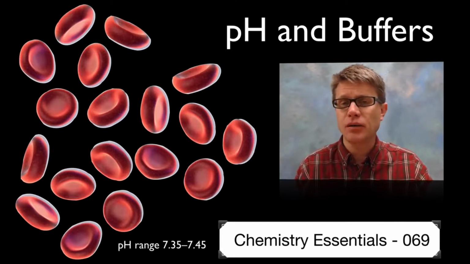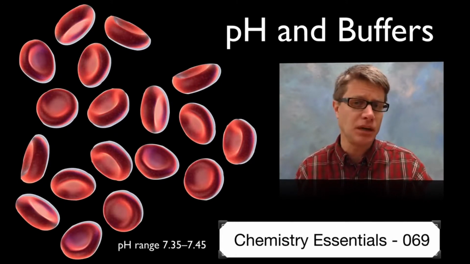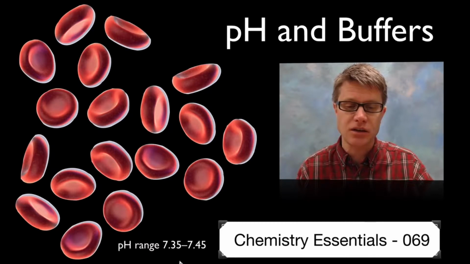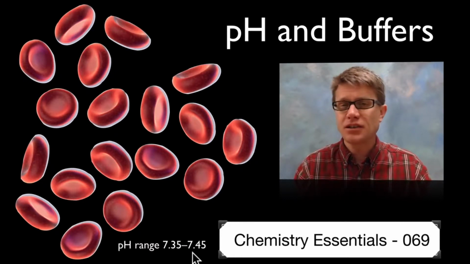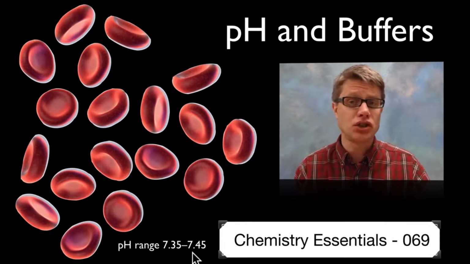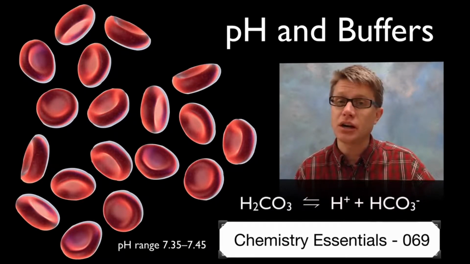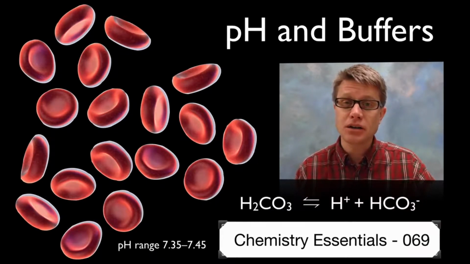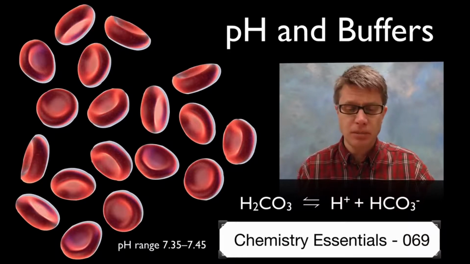Proteins in our blood have a problem. They have to have a specific pH, and if it changes radically out of this range between 7.35 and 7.45, they start to denature, and they can't do the job that they're intended to do, which is to carry oxygen and carbon dioxide. Thankfully, we can use a buffering system.